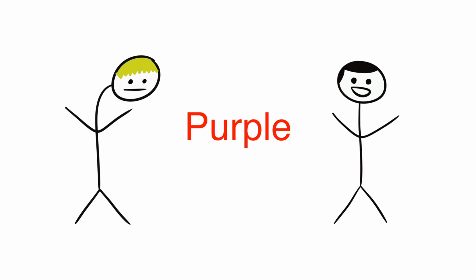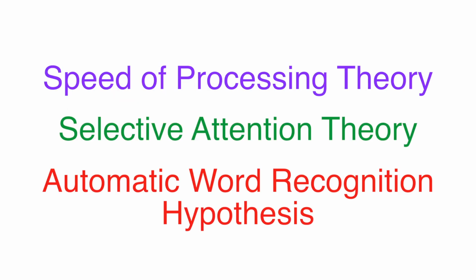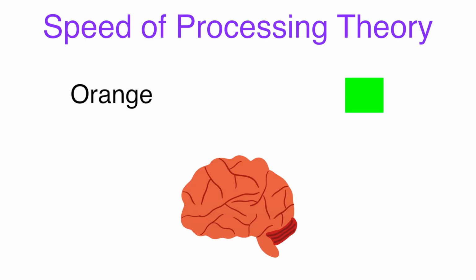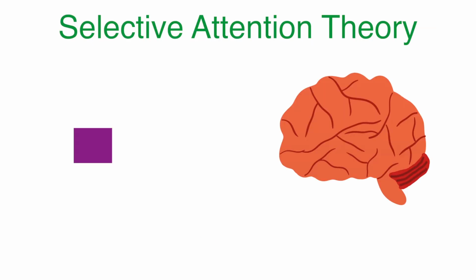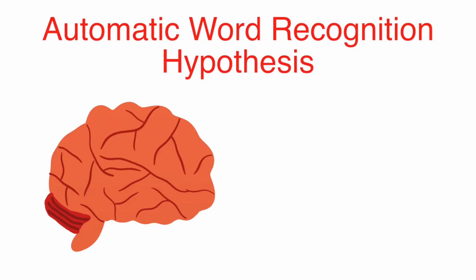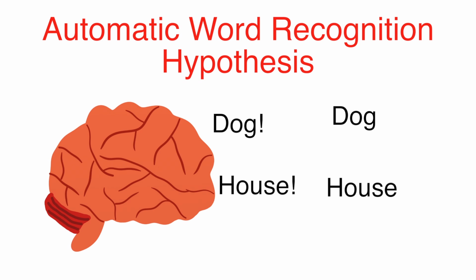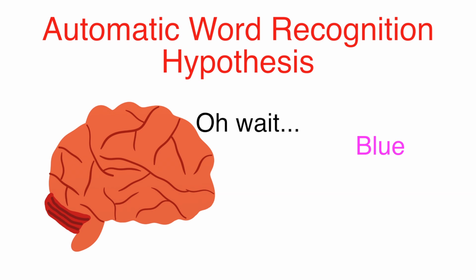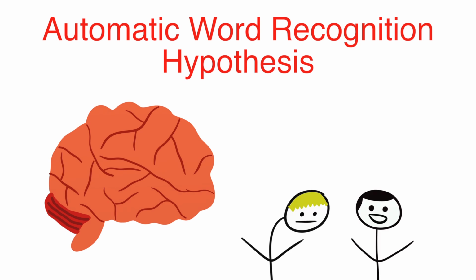Well, there are three leading theories on why this happens: speed of processing theory, selective attention theory, and the automatic word recognition hypothesis. Speed of processing theory suggests that it is easier for your brain to read words than to state the color of something, such as a square. Similarly, selective attention theory states that processing and naming colors require a lot more attention than reading words. Furthermore, the automatic word recognition hypothesis suggests that people just read words automatically and it is a function that is impossible to turn off. This obviously proves problematic when trying to identify the color of words and not the words themselves. However, reading that this word says purple is relatively easy.